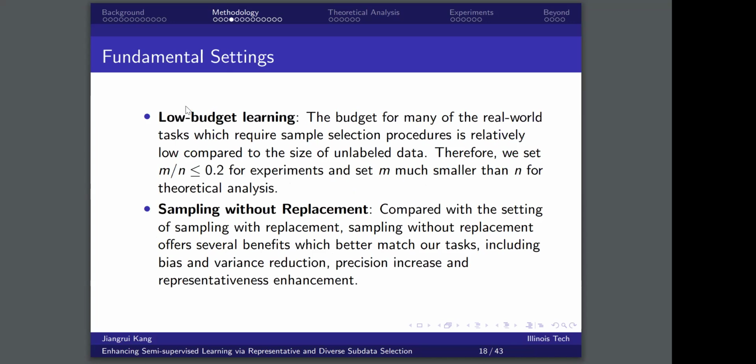And the fundamental setting is, the first one is low budget, and the second one is sampling without replacement. Remember, we are doing sampling, and if we are doing sampling with replacement, it would definitely destroy the representativeness of the subdata. It also benefits bias and variance reduction and precision increase. Here we set M over N less than 0.2 for experiments in the experiments section, and M much smaller than N in theoretical analysis under this fundamental setting.